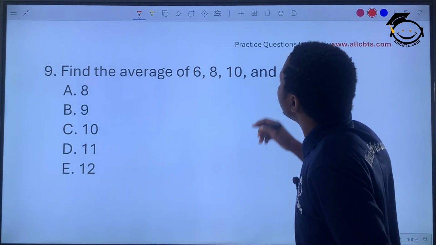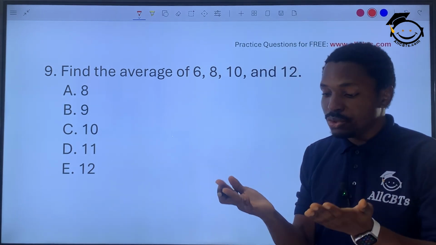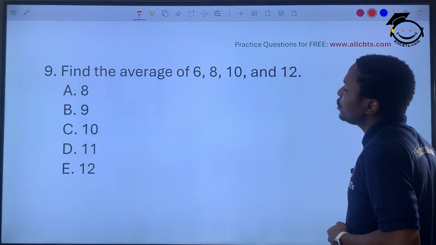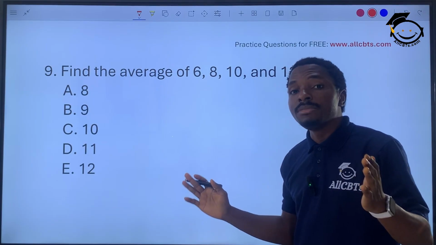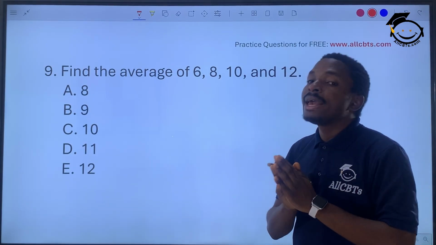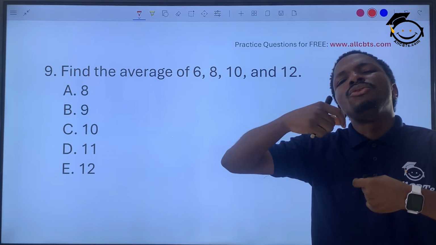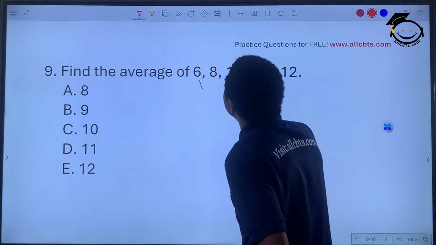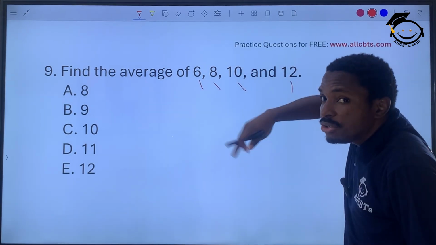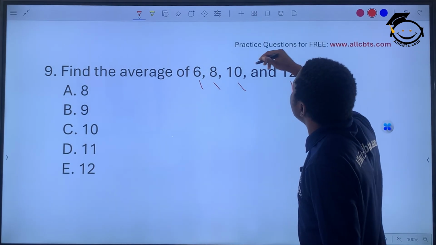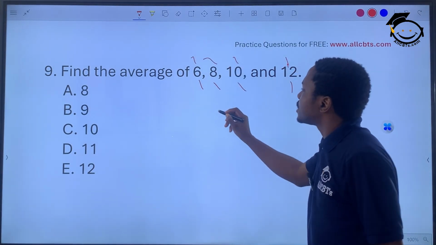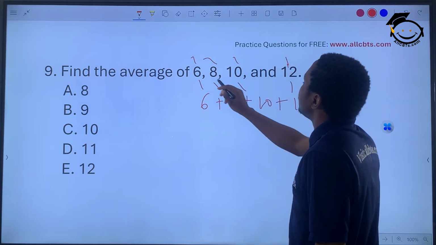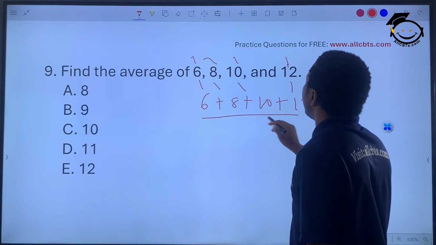Okay, find the average of 6, 8, 10, and 12. Now I have to wash my hand. 6, 8, 10, and 12. So the average means you have to sum up those numbers together and divide them by the number of the numbers. Okay, don't get confused. So we are going to sum up these, and divide them by how many numbers are there. 1, 2, 3, 4. Does that make sense now? So 6 plus 8 plus 10 plus 12 divided by 4.